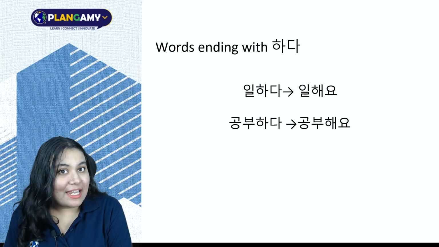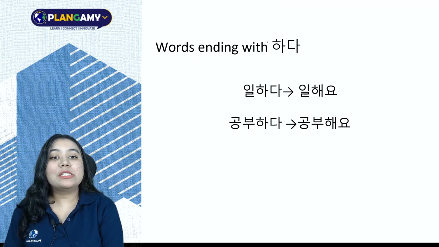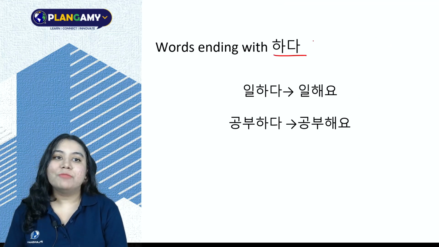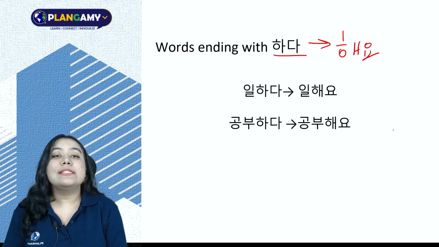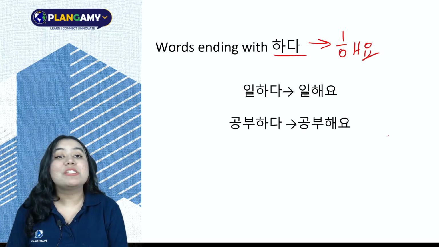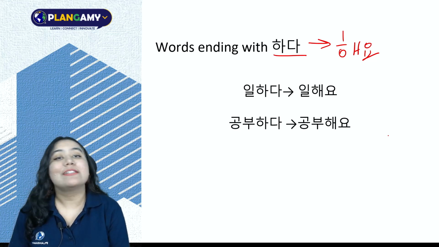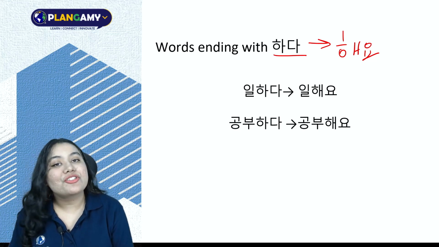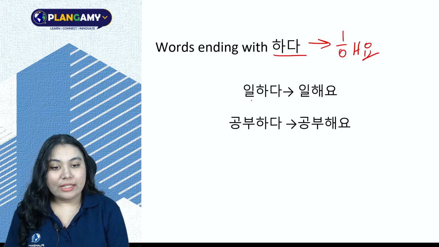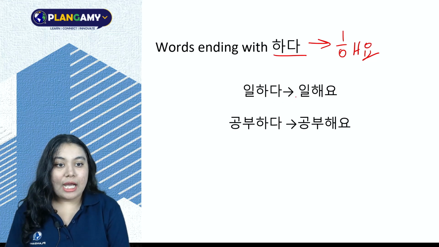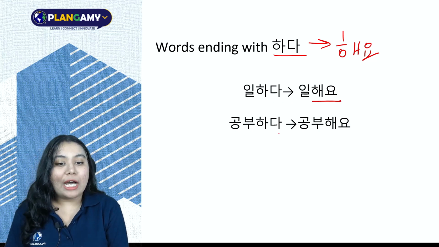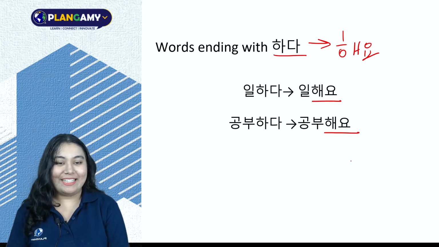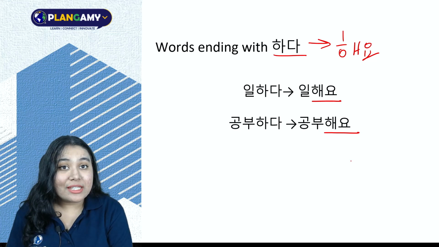Let's see the last category we have, words which are ending with hada. So hada will always change to 해요 in the simple present form. So anywhere we spot hada, and if we want to make a simple present sentence, we'll change it to 해요. Let's see. 일하다 to work. 하다, I'll simply change it to 해요. 일해요. 공부하다 to study, change it to 공부해요. Okay, let's see how I'll use it in a sentence.